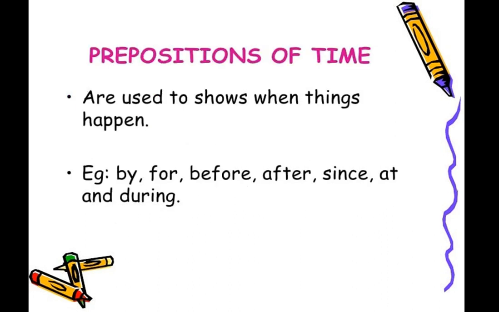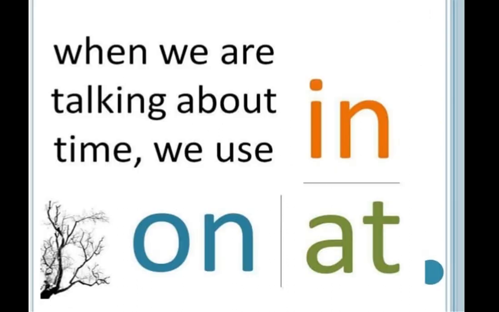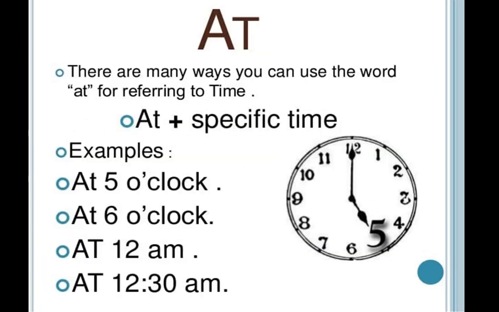Now we will study the prepositions of time. These are used to show when things happen. Like by, for, before, after, since, at and during. When we are talking about time, we use in or on or at. Okay, only three things we are going to use when talking about time. Now when to use in, when to use on, when to use at, let's see.